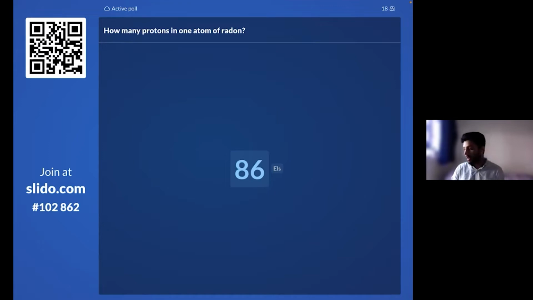86 just seems to be getting bigger and bigger and bigger. So congrats, guys. Yeah, 86 is the correct answer for the number of protons in the atom of radon, because obviously, like we said, the atomic number just represents the number of protons in the atom. And I feel like whoever put 68 is very close, but potentially typed them in the wrong way around. Okay, so that will do.